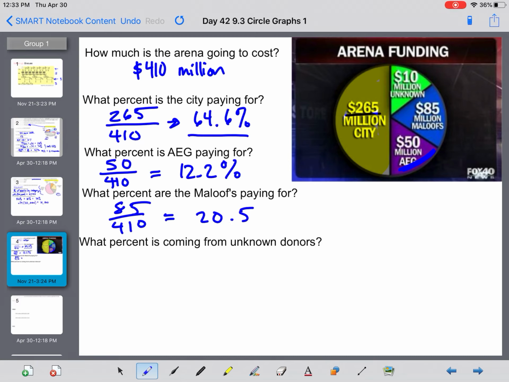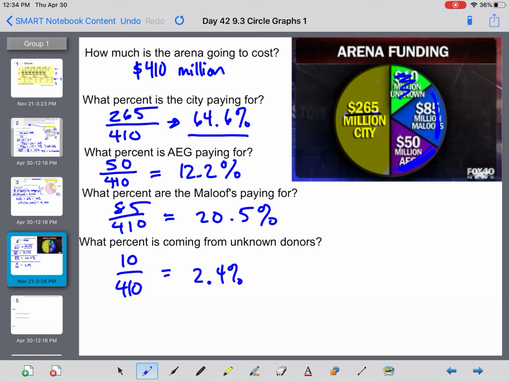And if I do that computation, I'm getting just over 20%, about 20.5%. And it actually looks like this 50 million and this 85 million are almost the exact same chunk. And then what percent is coming from unknown donors? So 10 divided by 410 gives me about 2.4%. So this 10 million right here should definitely not be that big of a slice of the pie. So again, just things to think about.